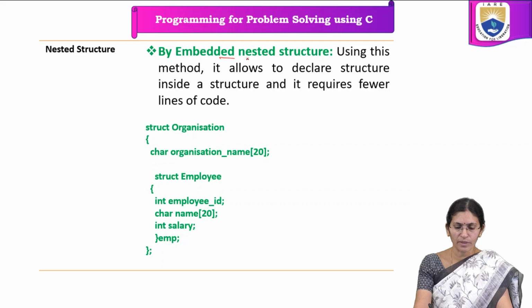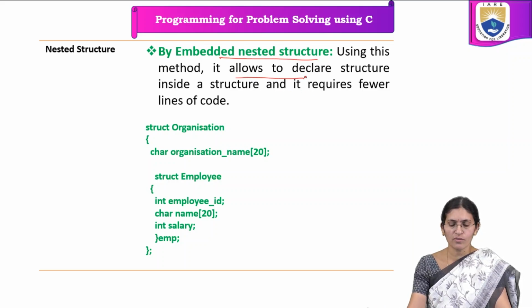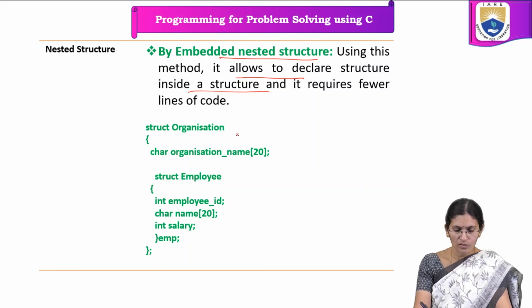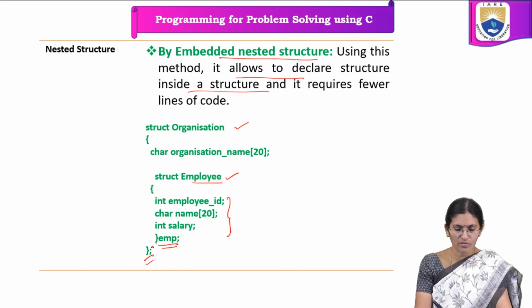Next one is embedded nested structure. Using this method, it allows us to declare a structure inside a structure and it requires fewer lines of code as compared to the previous one. Struct organization is the main structure you can see here. In this structure we have defined another structure also, struct employee. Struct employee has three members and at the end we are declaring the variable of this structure. This is the end of this structure organization.